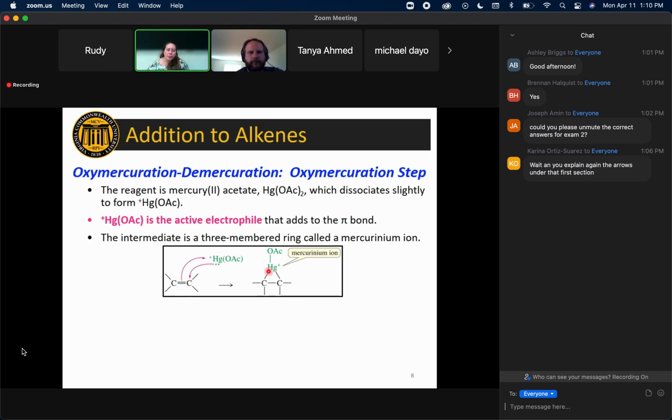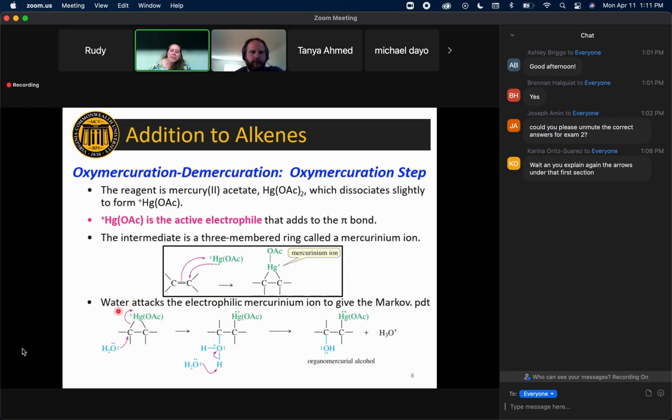So we've created a 3-membered ring intermediate. This is called a mercurinium ion. It still has its positive charge because we're combining a neutral species with a positively charged species. So we haven't lost any of our charge. We still have a positive charge. And what we've done is we've taken 2 electrons from our pi bond, 2 electrons from our mercury, and we've made 2 new sigma bonds, both between the mercury and each carbon of that former double bond.